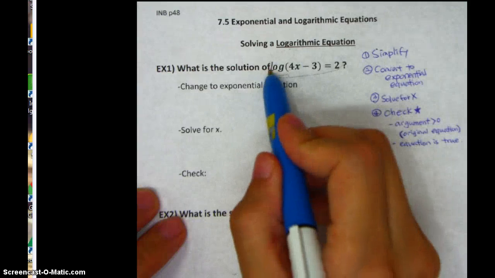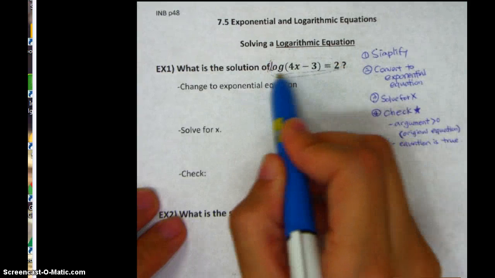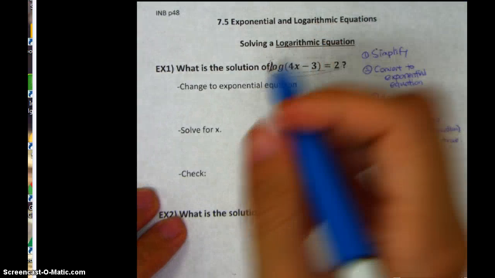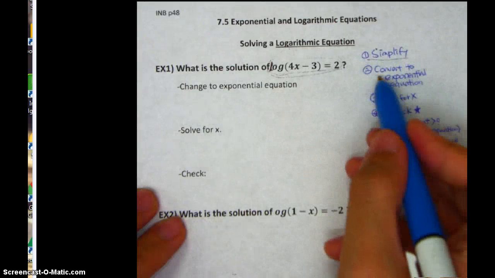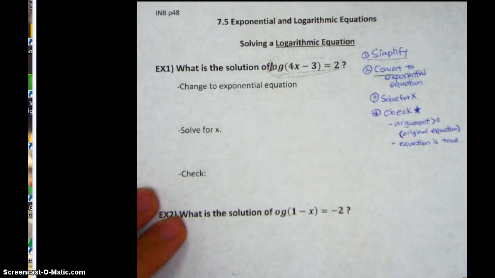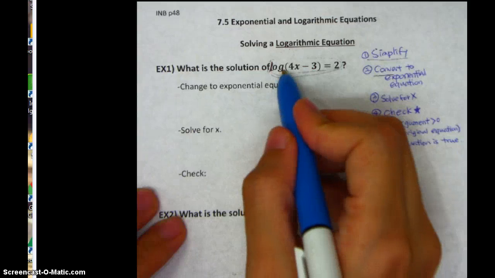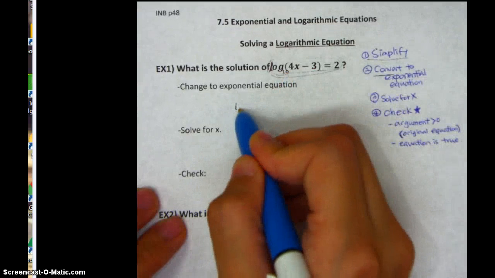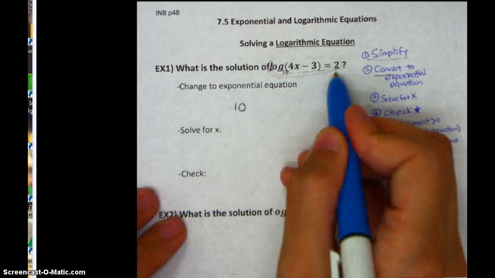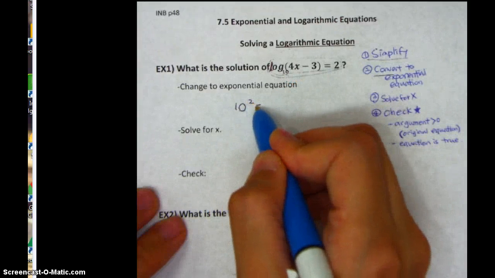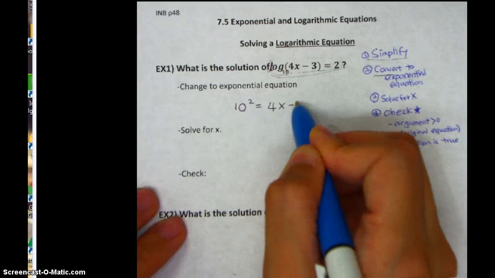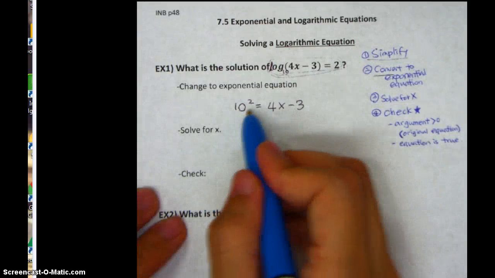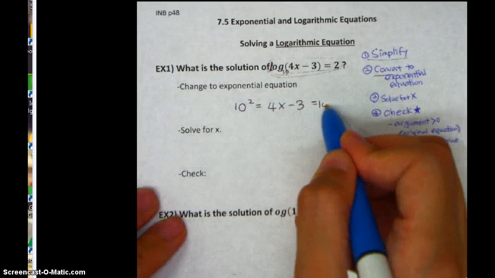Since this is just one logarithm, this is simple enough, so you want to convert this into an exponential equation. Since we do not have any base, that means the base is 10. So base 10 to the power of 2 is equal to 4x minus 3. Well, we know 10 to the second power is just 100, so I'm just going to write that.